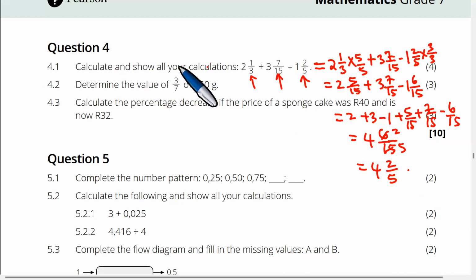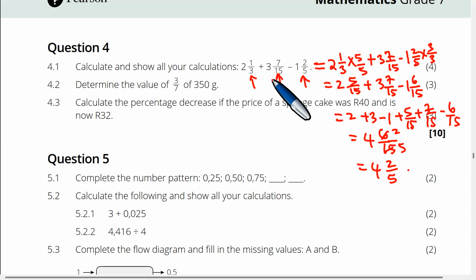So calculate and show all your calculations. So this is a sort of calculation. But you need to realize that because these things are going to come in the exam, that if you have 2 and 1/3, you have 3 and 7/15. So you have 2 over 5, and you then get that one. Right. So we get the answer.